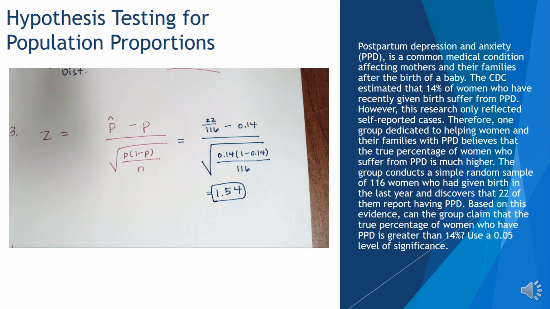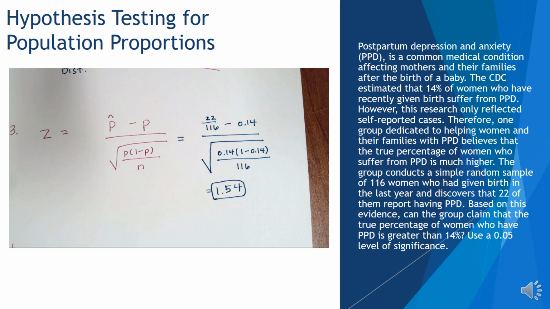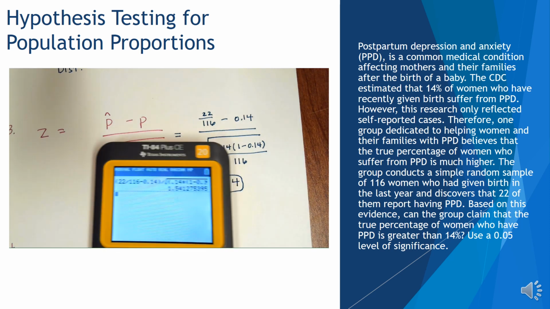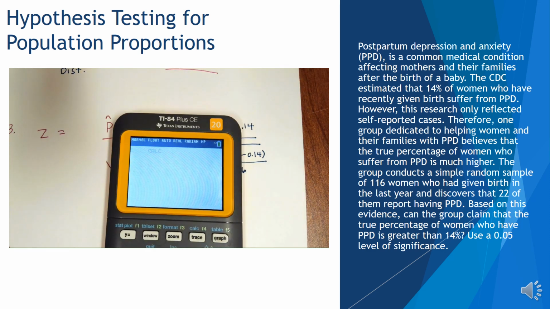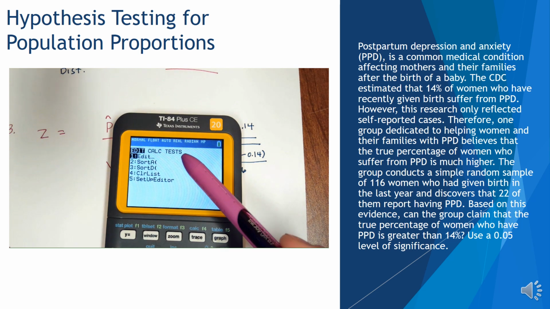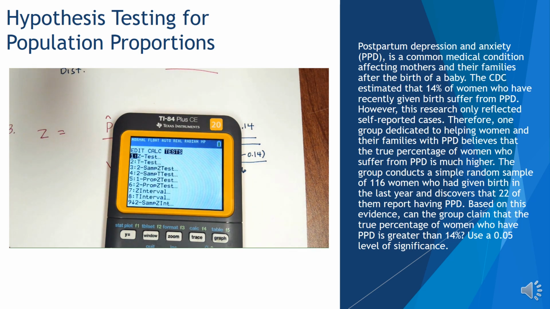Alright, now we are going to draw our conclusion. Now, I've already shown you an example with the rejection region. I'm going to show you how to use the calculator to conduct this hypothesis test, and it's going to calculate the test statistic for you, so you could skip that last step. You're going to go to stat, and then scroll over to test. This is going to be a 1 proportion Z test. See, it's right there, option number 5. Hit enter.